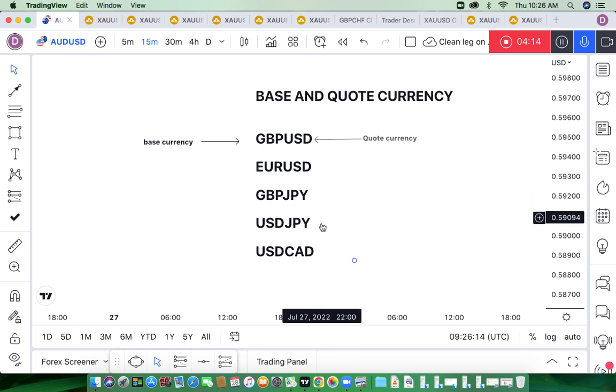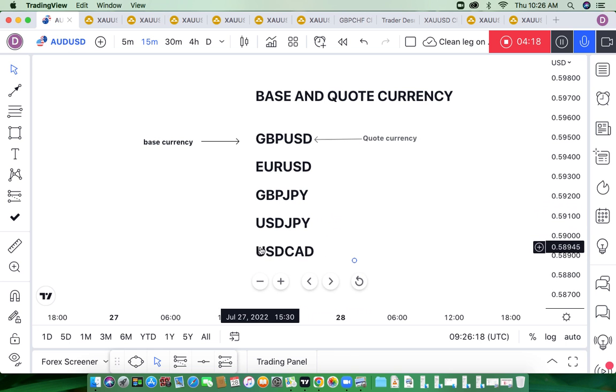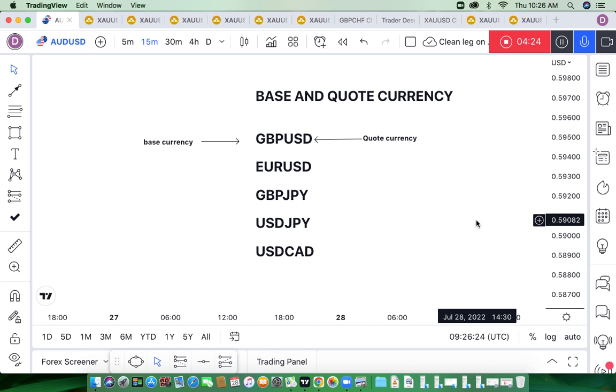All right, so let's move to the USD CAD. USD CAD: United States dollars against the Canadian dollars. CAD: Canadian dollars. So that is exactly how they are written right there. Now let's move on to the next thing.